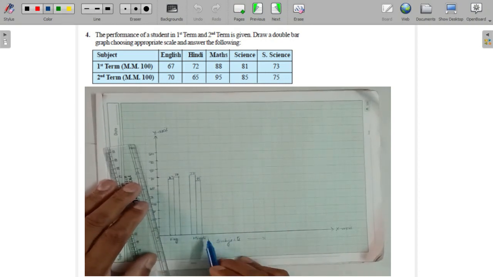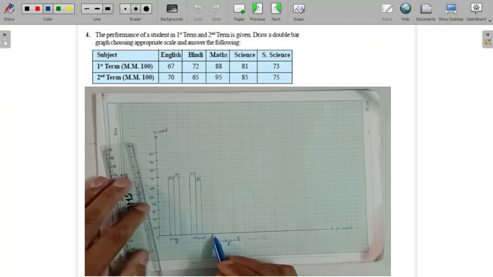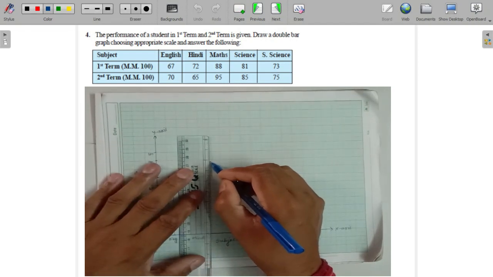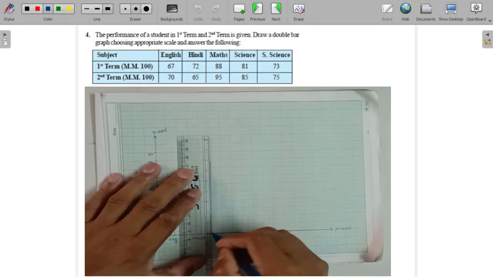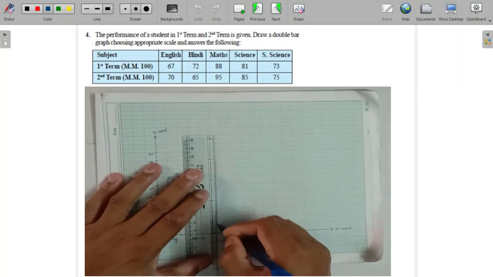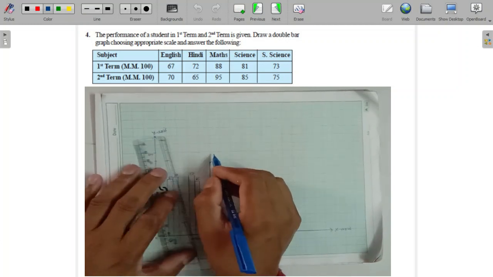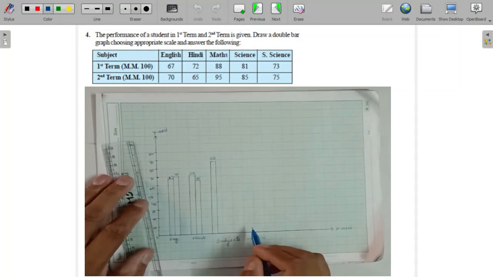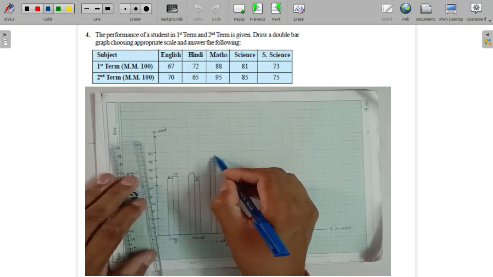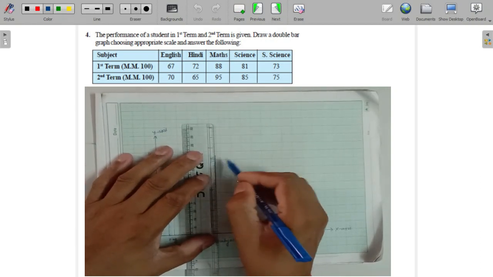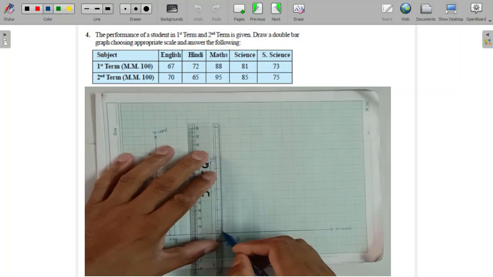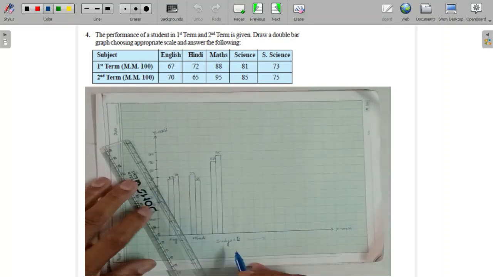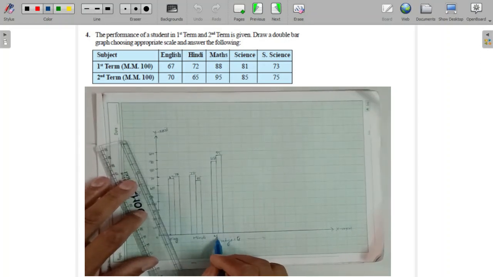The next is maths. Leave one box. Maths first term, it is 88. Here, after 80, you have to take 8th line and then draw this rectangle. That is like this, and then 5th line. Join this and above like this, and this is 88. This is marks of first term, and then marks for second term, it is 95. So after 90, you have to take 5th line to produce this line up to 95 like this, and join here. Here write down 95. This is for maths. Write down here maths.